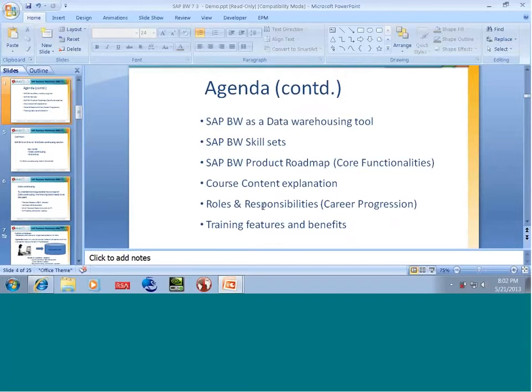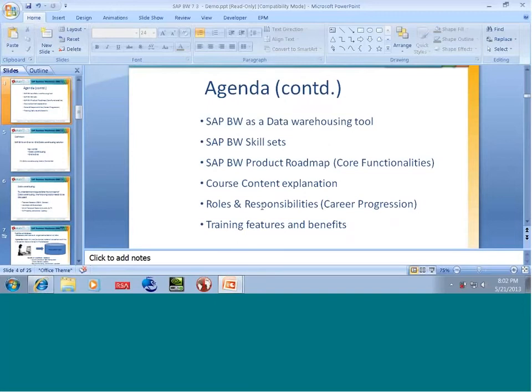What are the skill sets required to be successful in an SAP BW environment? What is the BW product roadmap? What are its core functionalities? What are its capacities? And once we have a good understanding or a baseline of what SAP BW is, we will go on to what this course is about, what its content is, and how it is going to be delivered to the participants.